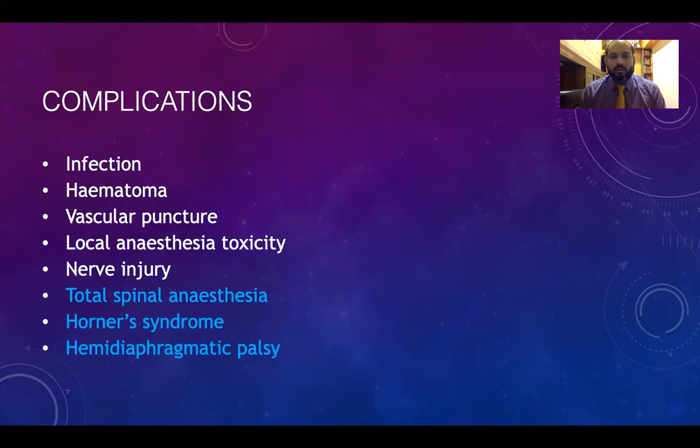Horner syndrome, because the sympathetic chain is close by, and hemidiaphragmatic palsy, because the phrenic nerve is also very close to the brachial plexus in this particular area, the blockade of which leads to hemidiaphragmatic palsy. But there is a lot of focus on this hemidiaphragmatic palsy, and a lot of new studies and publications are seen related to phrenic nerve sparing blocks.